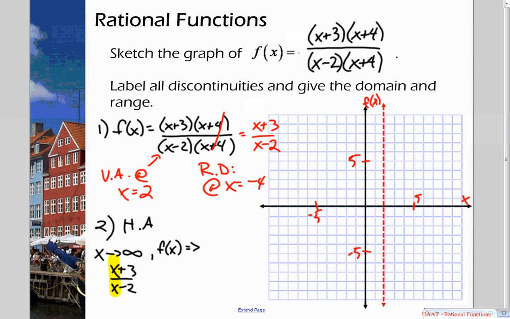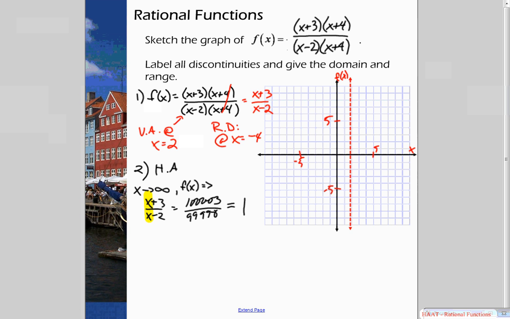Anyway, one way you could do it is to plug in a very, very large number. Let's say I plug in 100,000. So that becomes 100,003 over 99,998. You're going to get a number that's effectively 1. The other way you can do it is to look at just the important part: what does x over x reduce to? 1. So either way works.